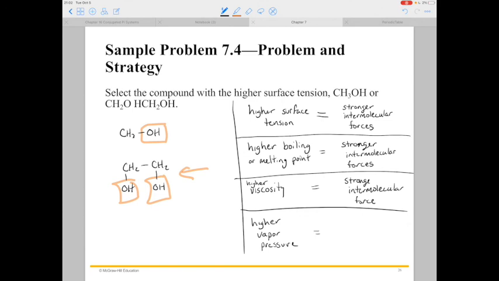Remember, vapor pressure was the only one that bucked that trend. The one that would have the higher vapor pressure is the one that would have the weaker intermolecular forces. So in terms of surface tension, boiling point or melting point, or viscosity, we would expect it to be that second compound. And in terms of vapor pressure, we would expect it to be that first compound. And again, that's because the first compound has weaker intermolecular forces because it only has that one OH group. The other one has stronger intermolecular forces because it has two.